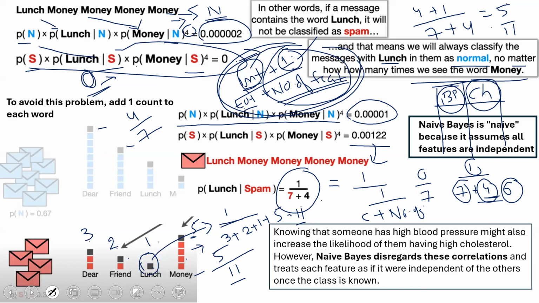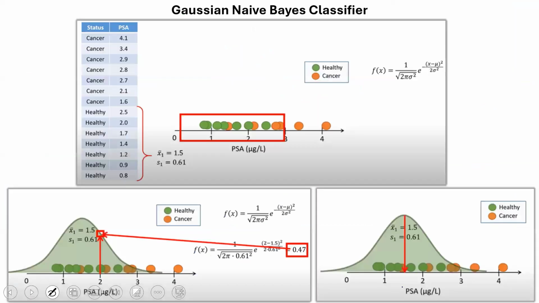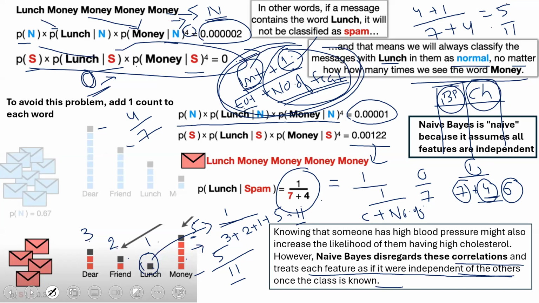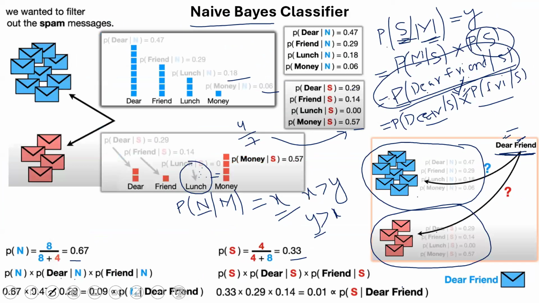However, naive Bayes discards these correlations and treats each feature as if it is independent of the others once the class is known. So that is the naive approach in naive Bayes. So this is all about the naive Bayes classifier.